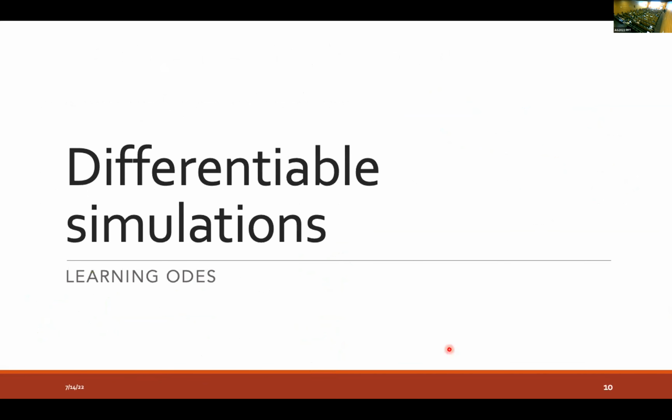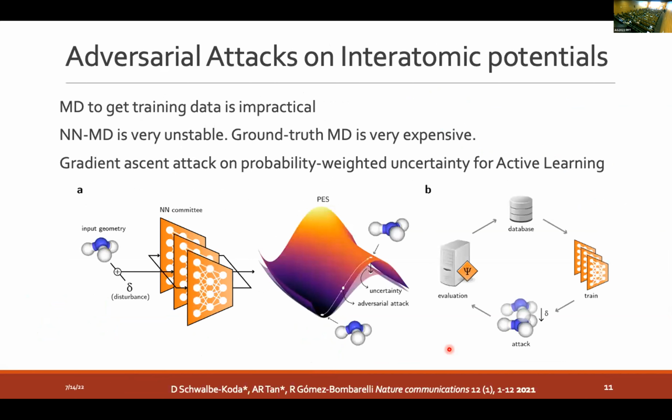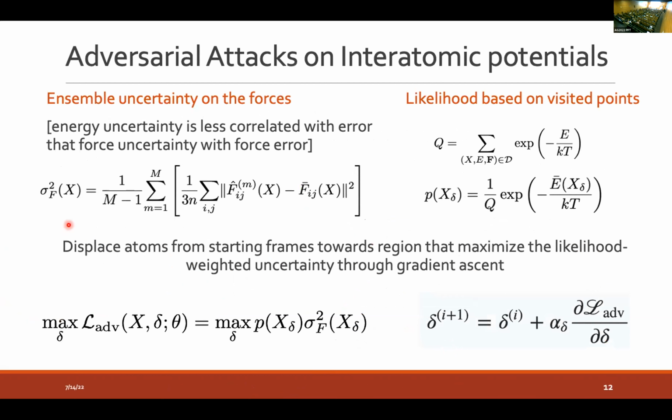So the way we thought about this to add some extra capabilities to this active learning is with differentiable uncertainty. The forces we're getting come from auto-differentiation over the energy. So we can do auto-differentiation again over the ensemble uncertainty, right? So this is what I have here. If we define the ensemble uncertainty over the forces, we did experiments with the energies and the forces, and it turns out uncertainty in the forces is more predictive of error in the forces than uncertainty in the energy is of error in the energy. Because they are derivatives, they're more sensitive to all the issues of overfitting. And typically force uncertainty is more informative than energy uncertainty.